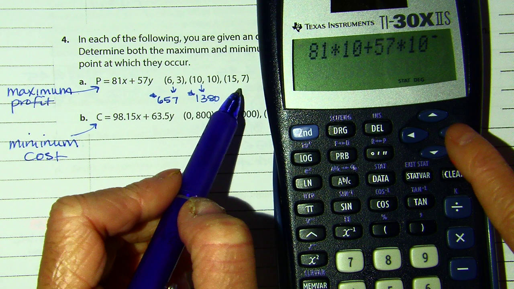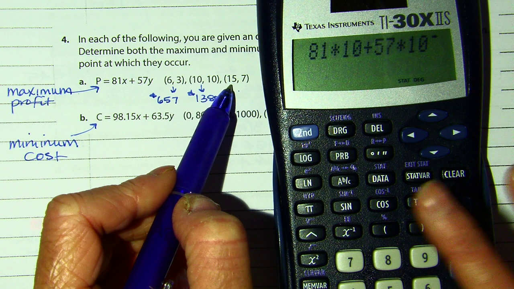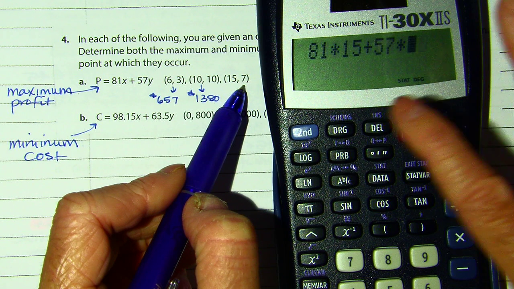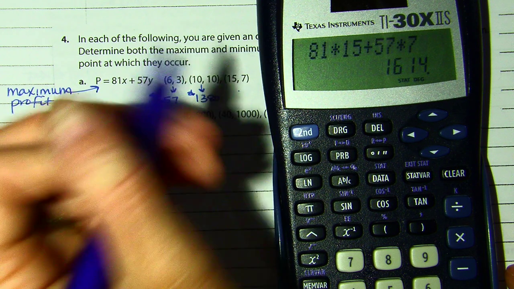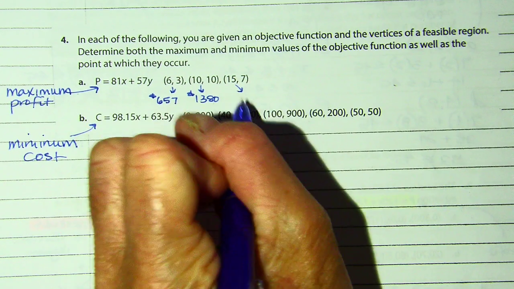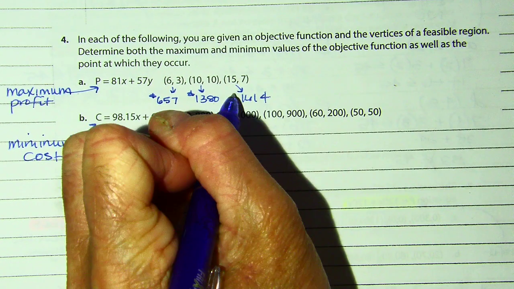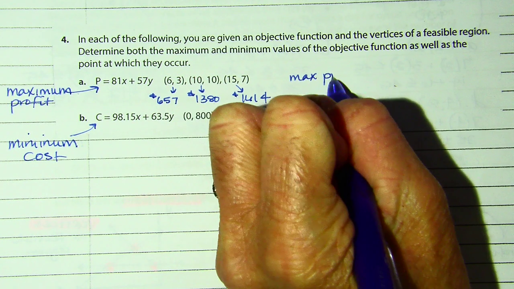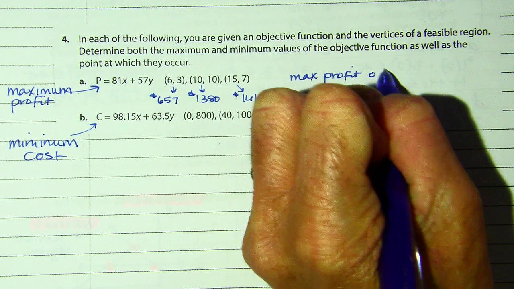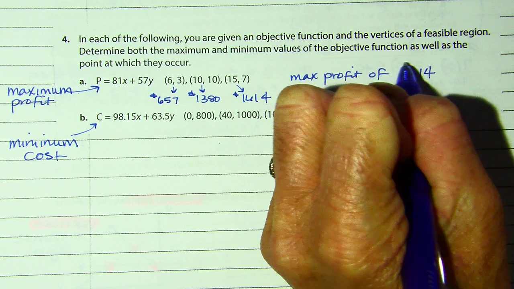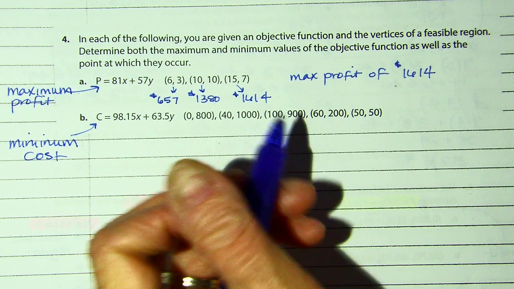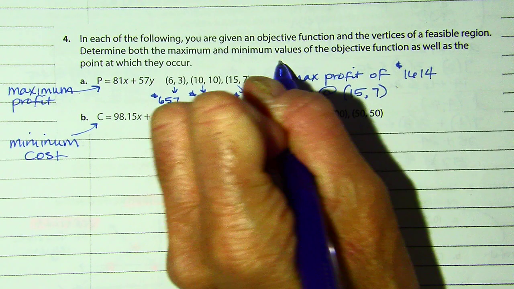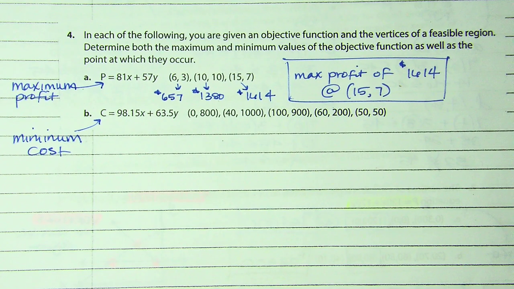Next one, 81 times 15 plus 57 times 7. And that gives me a profit of 1614. So I have a maximum profit of $1,614 at the point (15, 7). And that's how I would state that.